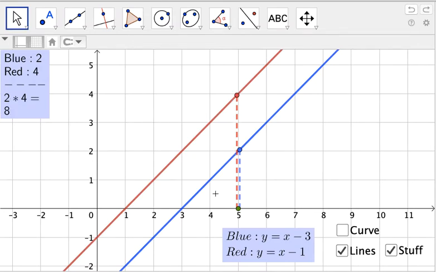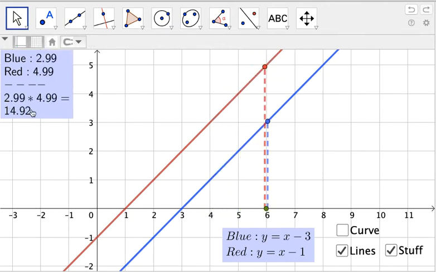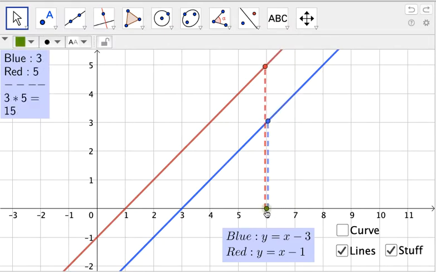a value of 8. If we set the x value to 4, well, now we have a blue y value of 1 and a red y value of 3. When we multiply, we get a value of 3. So what that means is that as we move this along here, this value that we show right here is just always going to be equal to the y value at that x value for the blue times the y value at that x value for the red.